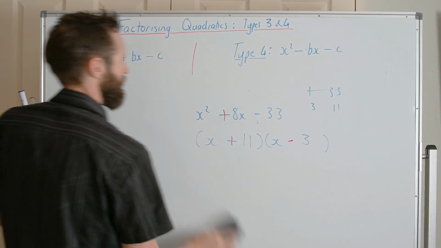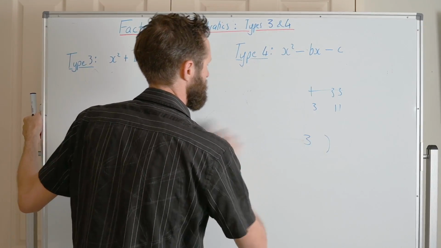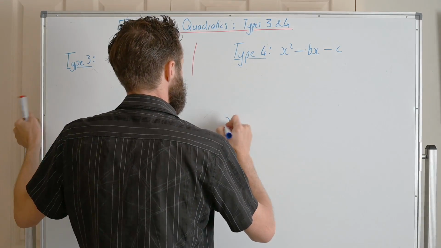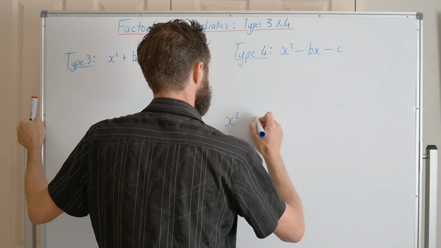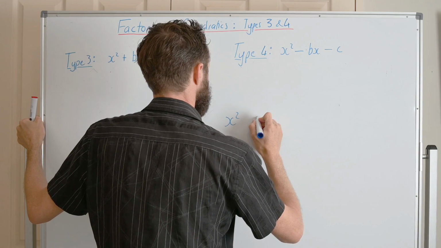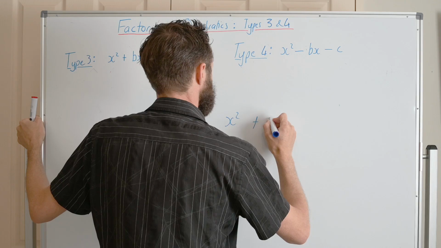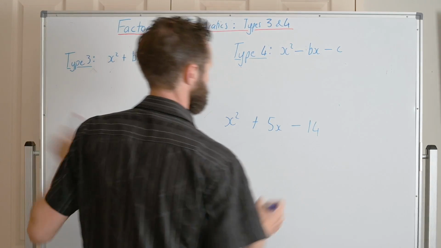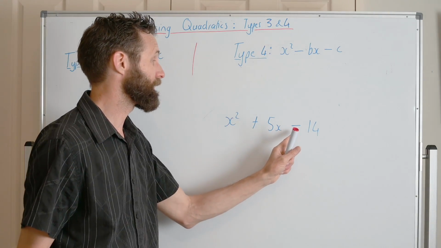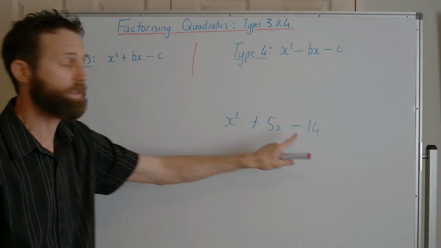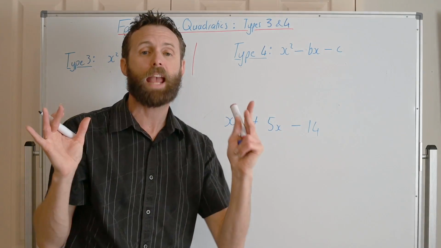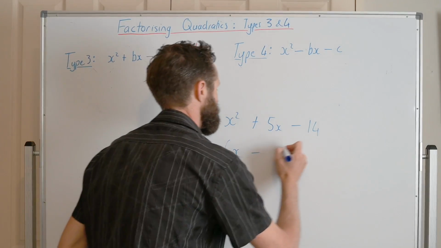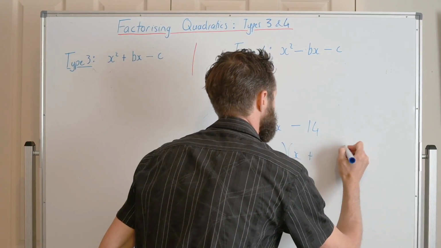Okay, another one. Let's say we have something like this: x squared plus 5x minus 14. Straight away we know that we're dealing with type 3 because we've got positive, minus. The minus at the end tells us that our brackets are going to have different signs. One bracket's positive, one bracket's negative. So it's going to be x minus something, x plus something.